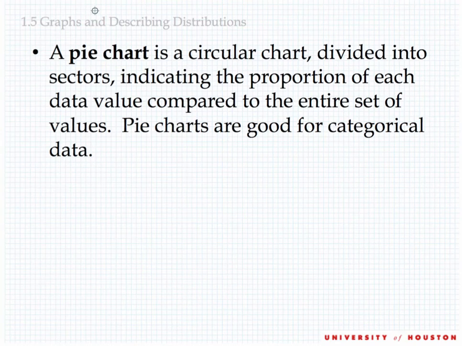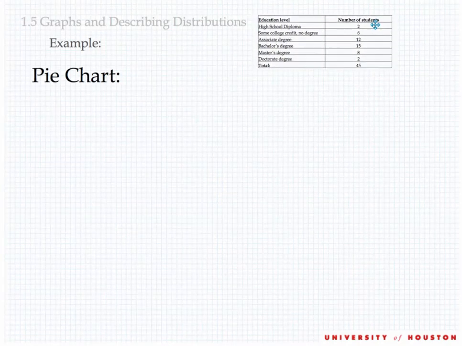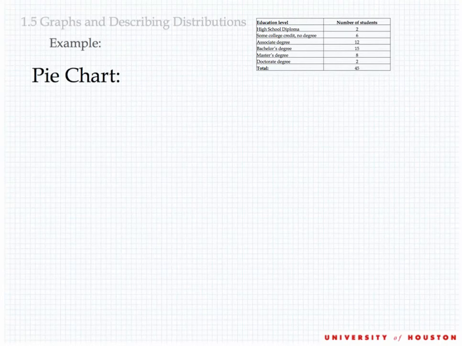A pie chart is a circular chart divided into sectors indicating the proportion of each data value compared to the entire set of values. Pie charts are very good for organizing categorical data. So here is our data set again, but now we need to get percentages for our pies. So there's 45 values total. I'm going to divide each number by 45 and multiply by 100%. So for our high school diploma, that's going to make up 4.4%.